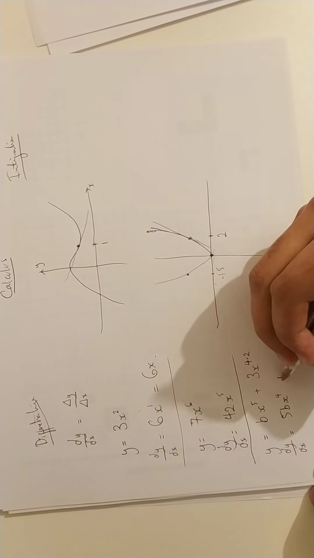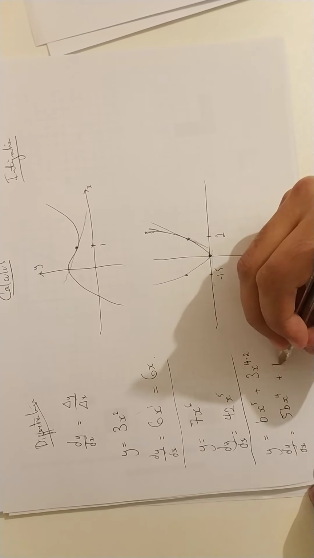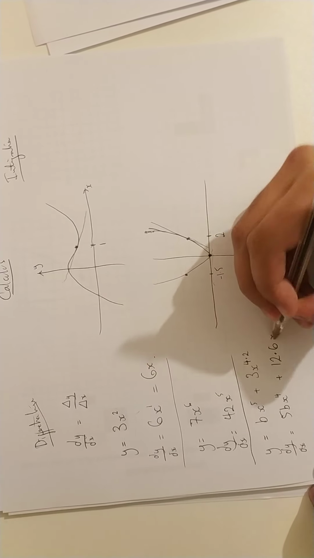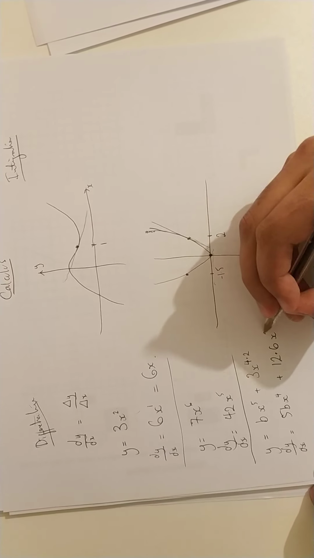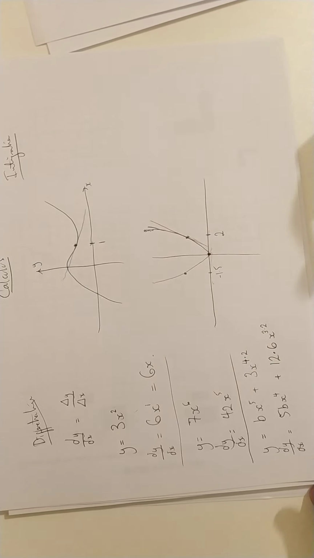Here you can do exactly the same thing. So 4.2 times 3 is 12.6. Pretty fast, aren't I? X to the power of 4.2 take away 1, that's 3.2. So that's it. That's literally just the idea for differentiation.